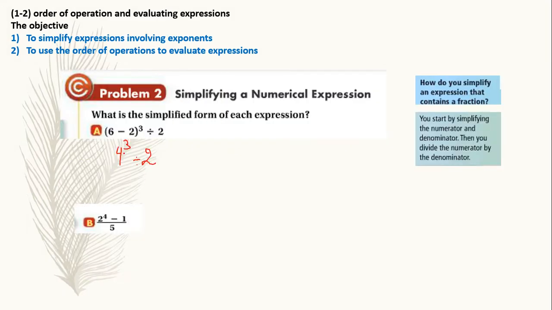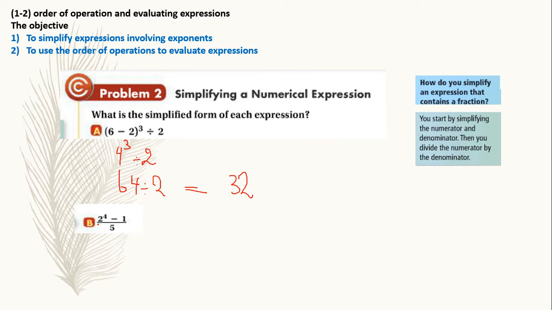So let's continue here. 4 to the power 3: 4 times 4 is 16, then 16 times 4 is 64. So that is 64, divided by 2. Once you divide this by 2, you will get 32.